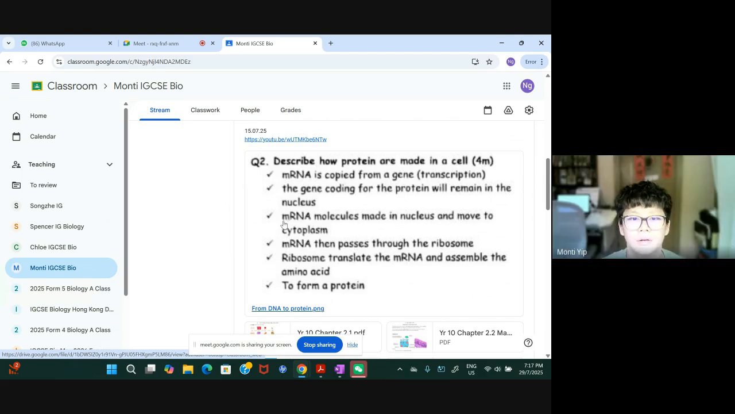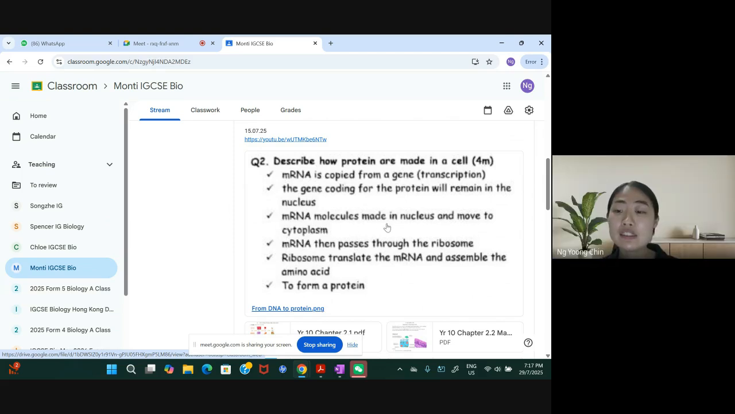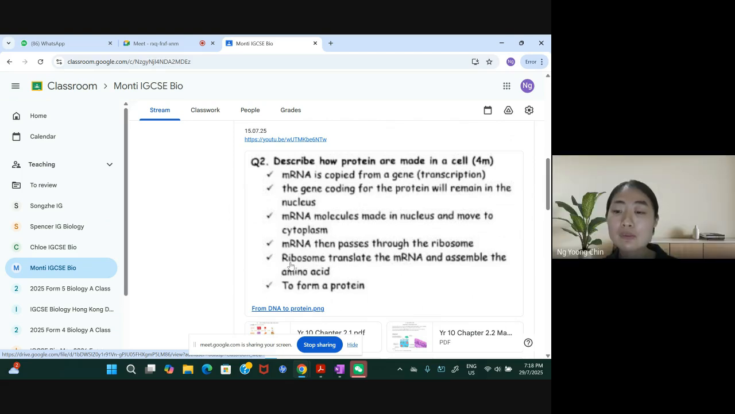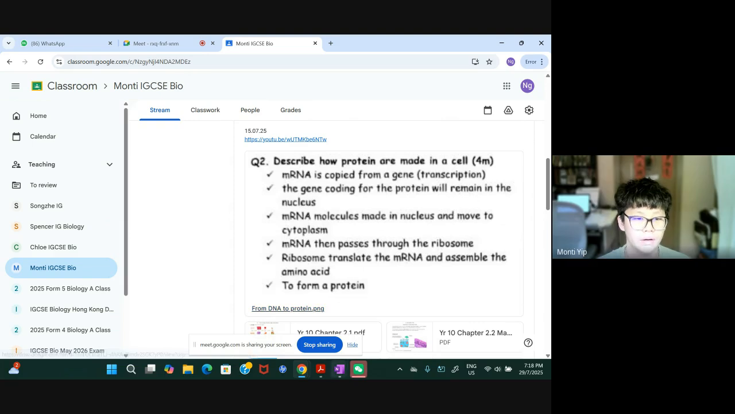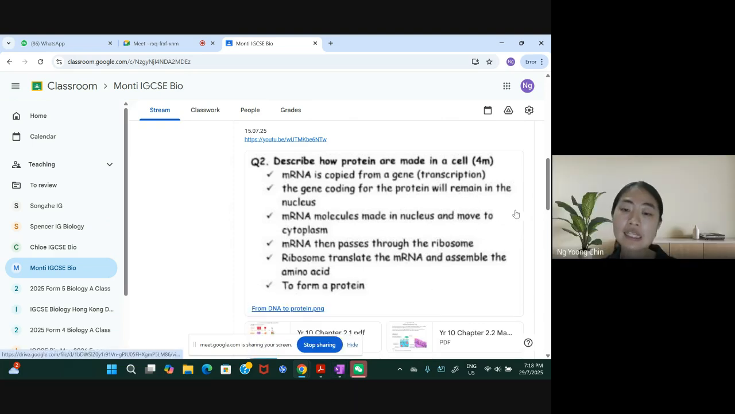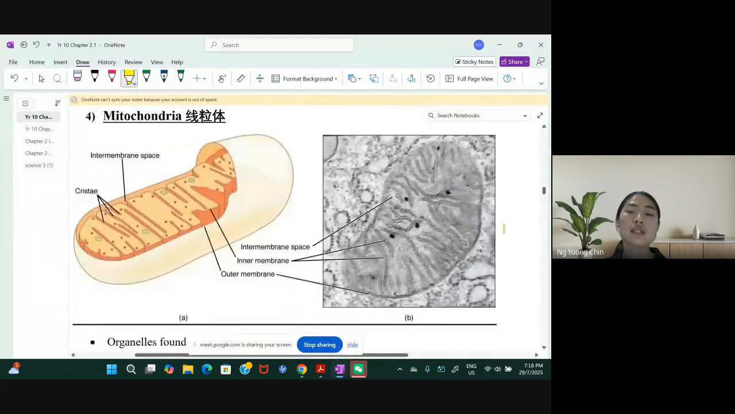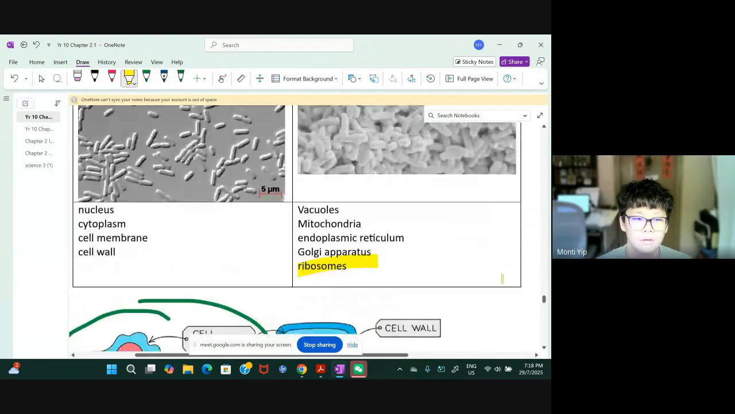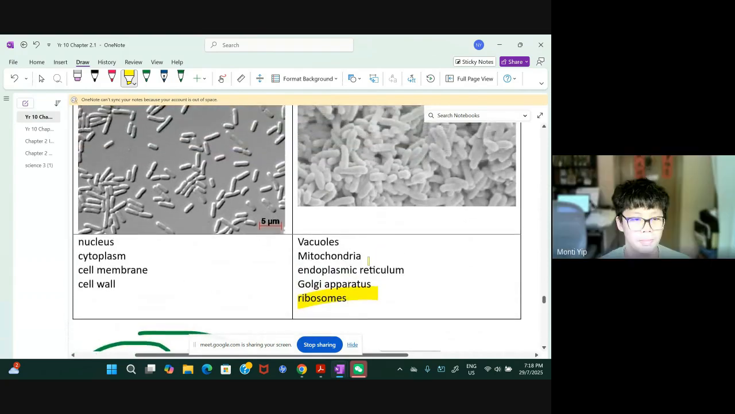So they produce messenger RNA, so mRNA is made in the nucleus, and then moves to the cytoplasm, and then passes through the ribosome. The ribosome will join the amino acids together to form the proteins. So this is the whole process. Then this is the actual answer in the marking scheme.